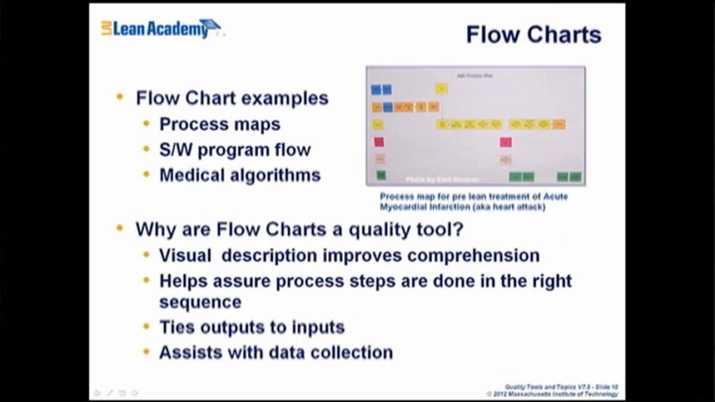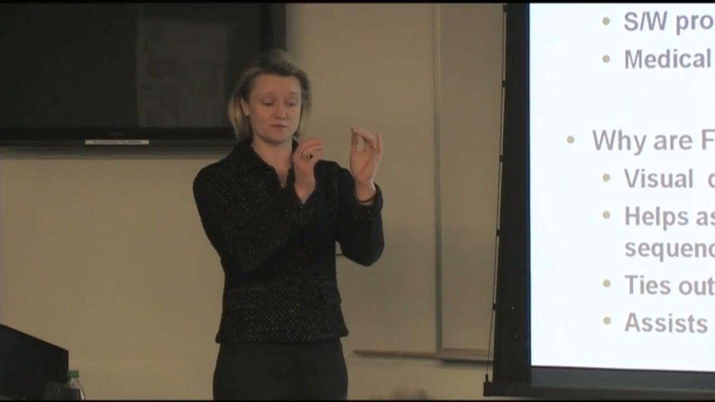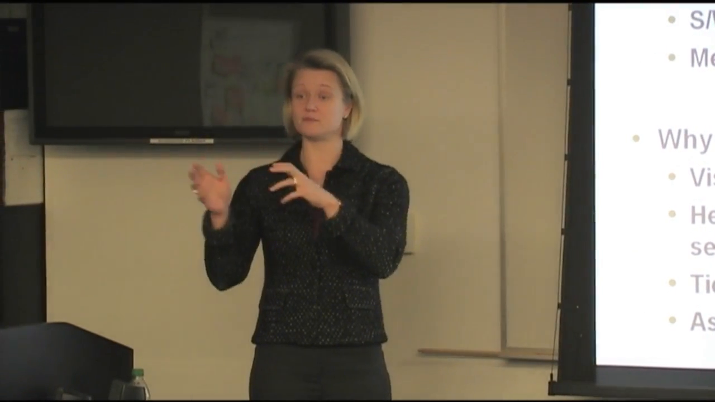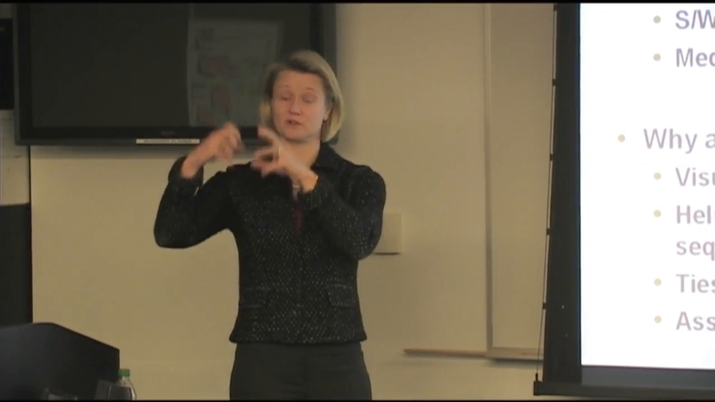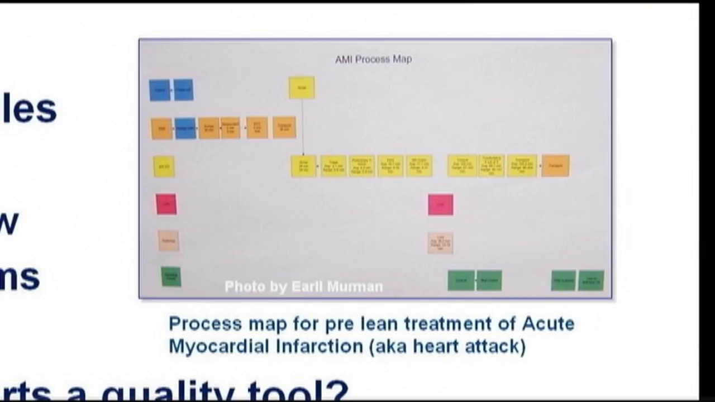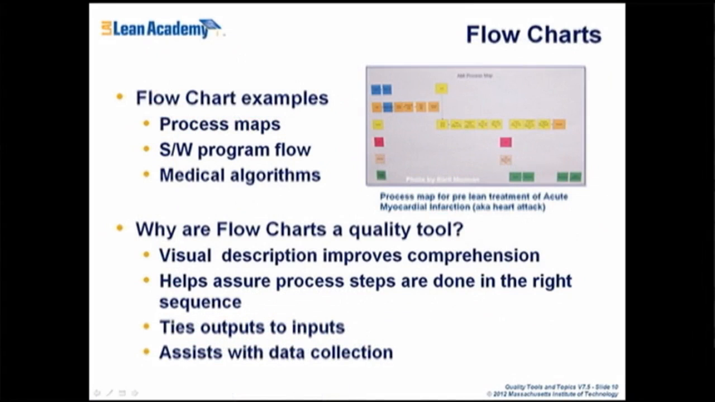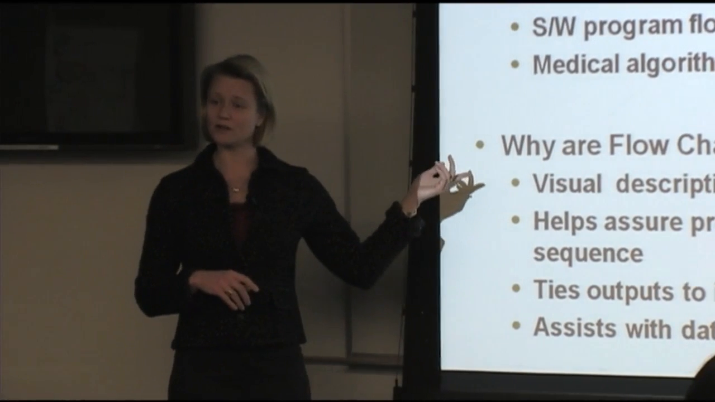So stepping right into our first tool, flow charts. Examples of these are the process maps that we've already done, the value stream maps. A flow chart shows which activities are taking place in sequence, and the inputs of one flow into the process, become outputs, which are inputs into another part of the flow chart. You also see these commonly as describing software program flows, and sometimes medical algorithms are also described with a process and a flow chart. So why are these a quality tool?